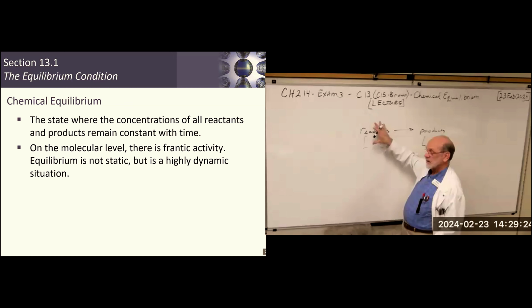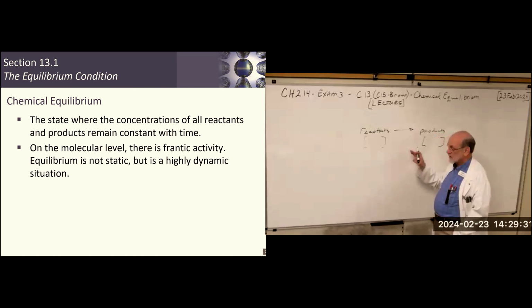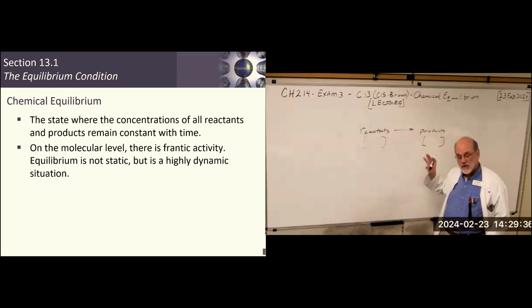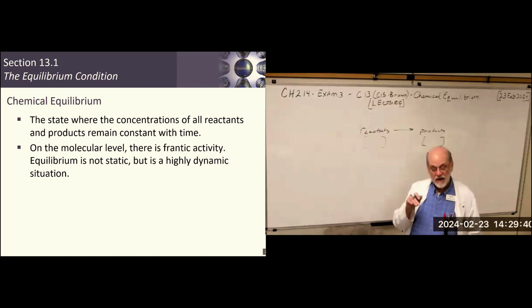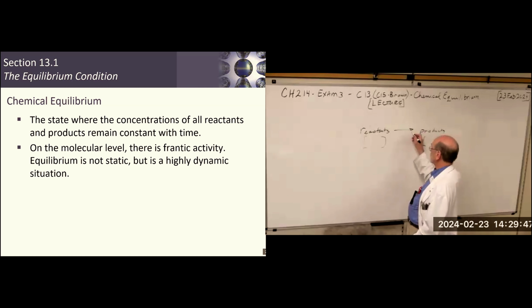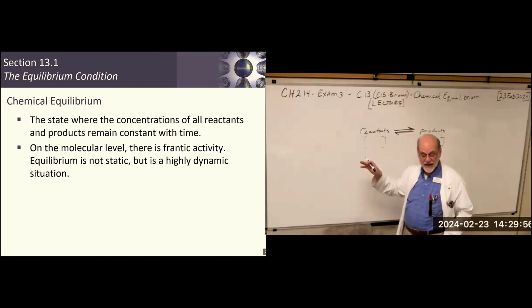Now, they may start out with nothing but reactants like we did with the method of initial rates. But eventually, you'll reach a point where the concentration of reactants, concentration of products will not change. That's what it looks like in the macroscopic world. But in fact, there is furious activity in both directions. Reactants are making products, and products are remaking reactants at the same time.